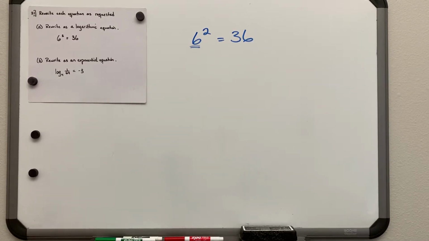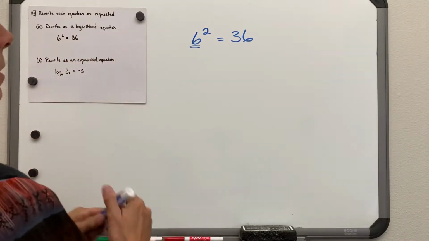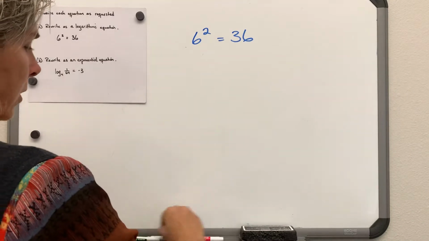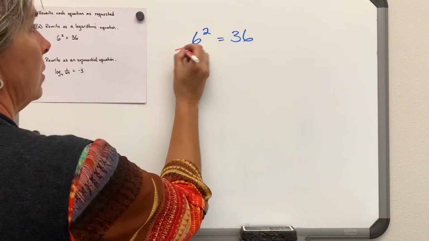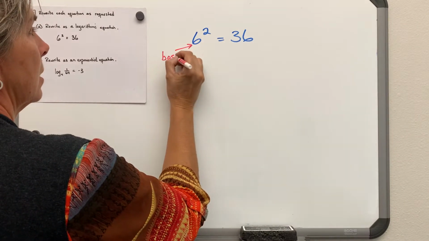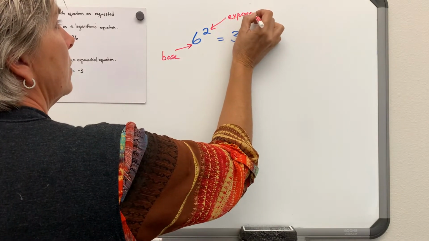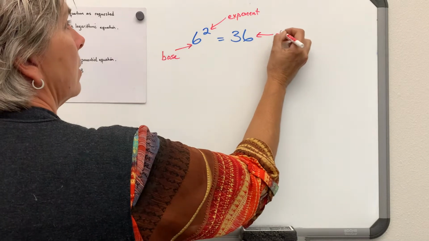Okay, these are questions 21, 22, 23, 24, 25 from the test 2 review. So this first question, number 21, says rewrite each equation as requested. Rewrite as a logarithmic equation. So there are three parts to these. There is what we call the base, and most of you could figure out that the base is 6. There's the exponent, and then I'm just going to call this one the other guy.